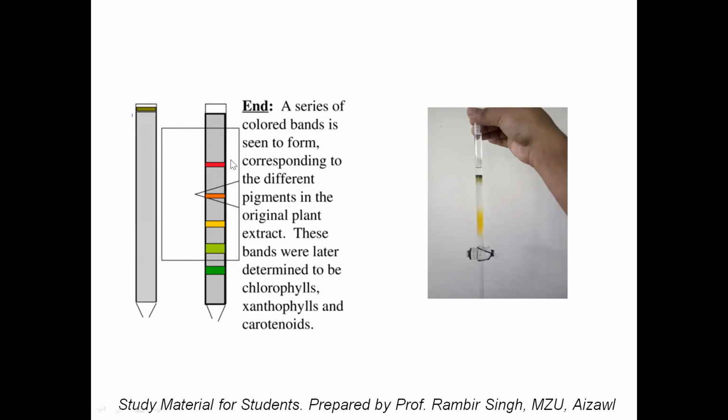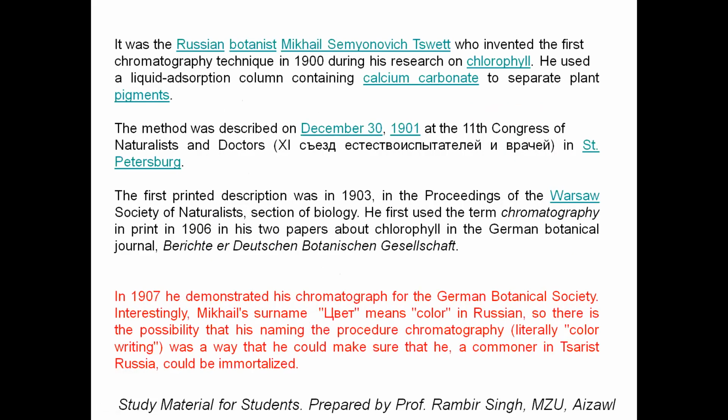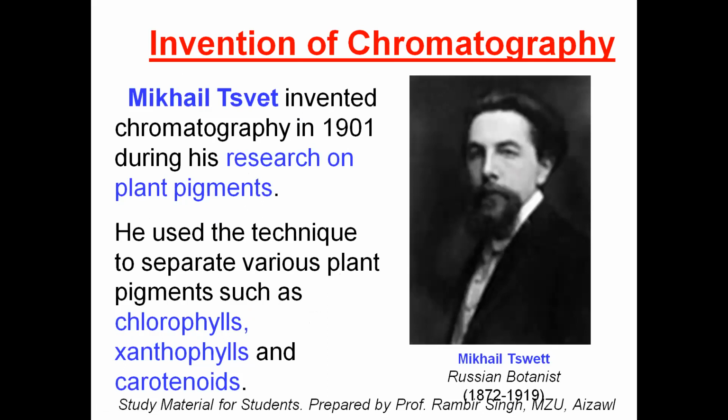So that's why the technique was named chromatography. Chroma means color, so the bands were colored, and graphene means to write. It is something like you have a transparent column, and in that white column you have just drawn a clear colored line with the help of a pen. So that's why the technique was called chromatography. Mikhail Swett was the inventor.